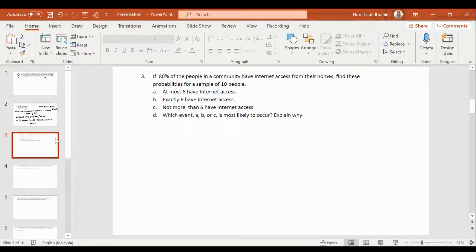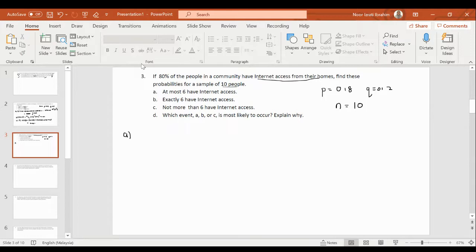Question number 3. If 80% of people in the community have internet access, find the probability for a sample of 10 people: A, at most 6 have internet access; B, exactly 6 have internet access; C, not more than 6 have internet access. For A, at most 6 have internet access. P is the probability of having internet, which is 80%, so P is 0.8 and Q becomes 0.2. The total sample is 10, giving us n equals 10.